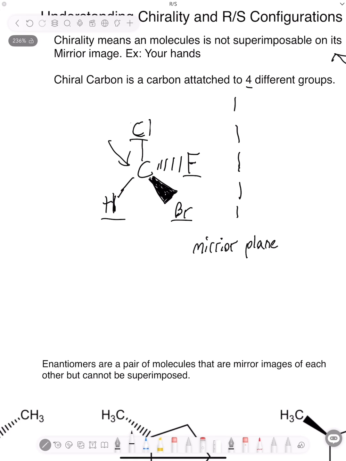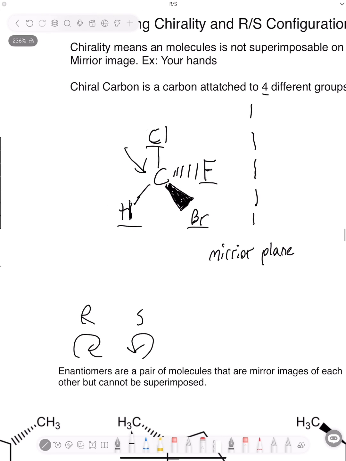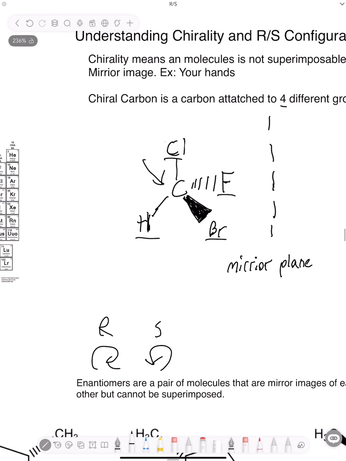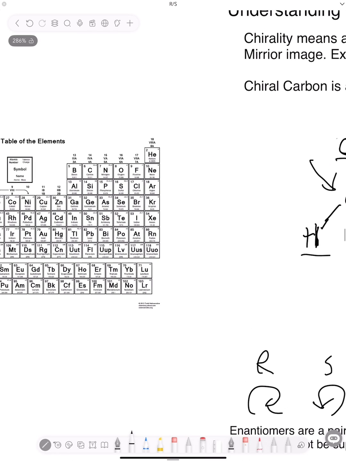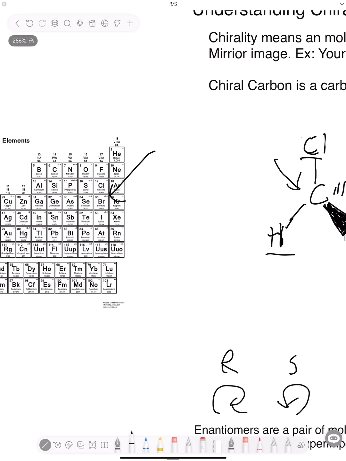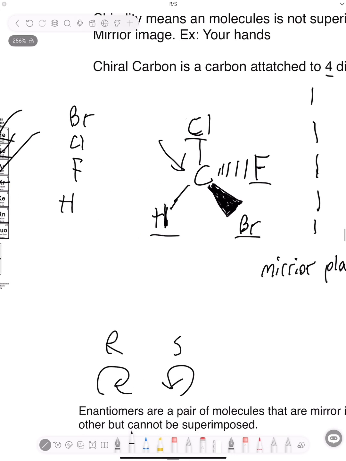Now, when assigning R and S, first you want to find the R and S configuration of this chiral carbon. An R configuration is clockwise, and an S is anticlockwise. To find out if this molecule is clockwise or anticlockwise, we go to a priority list where the highest priority is the highest atomic number, and the lowest priority is the lowest atomic number. So if we look at our periodic table here, we can see that bromine is the highest priority because it's the highest atomic number, and then chlorine, and then fluorine, and obviously hydrogen is last.